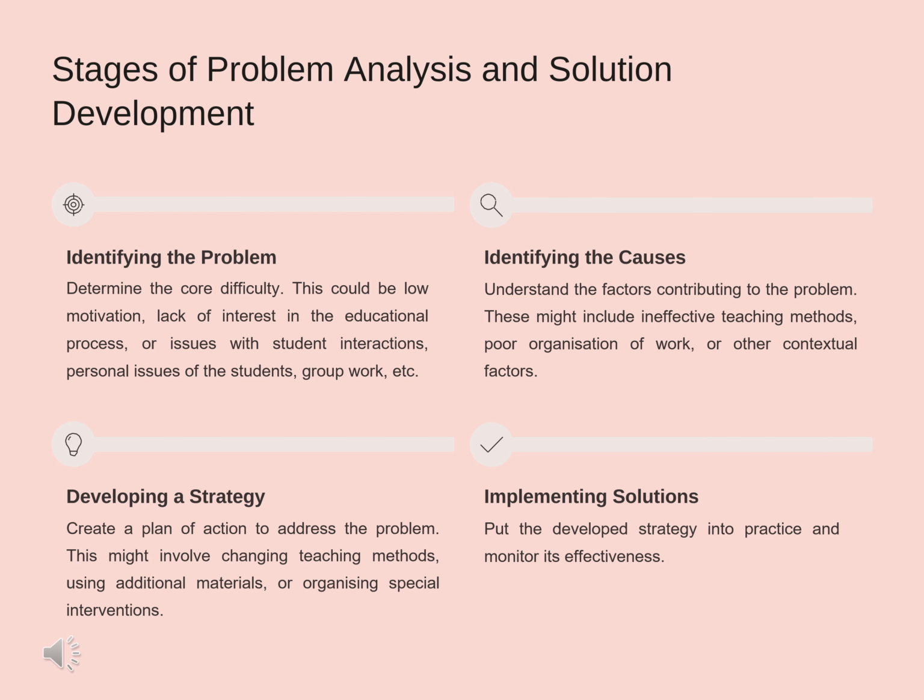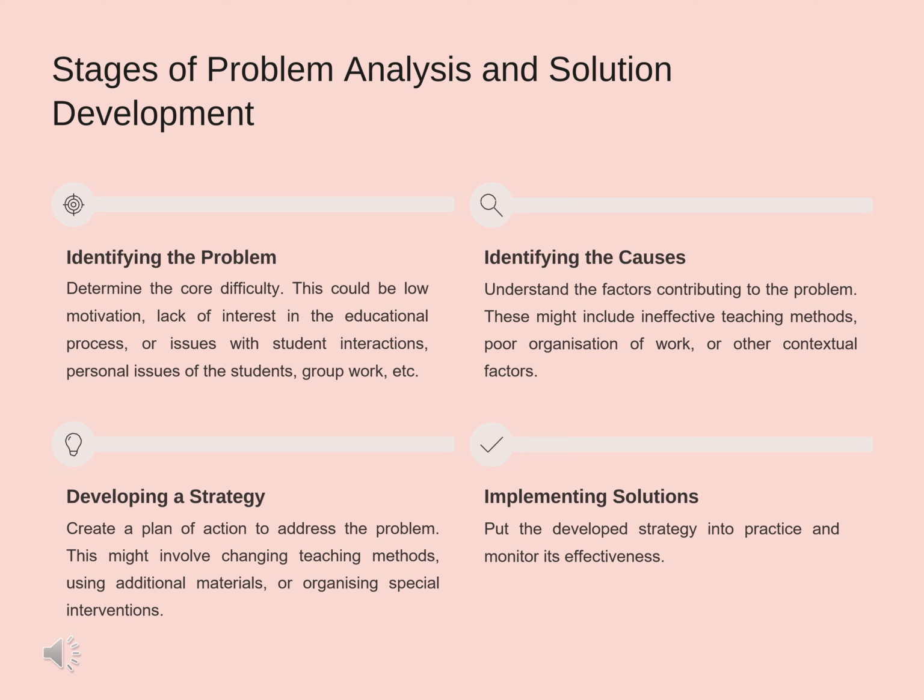This slide outlines the sequence through which a pedagogical difficulty is examined and addressed. The process begins with identifying the problem, that is, determining what creates the obstacle in the educational process, whether it is low motivation, weak engagement, difficulties in interaction, or personal factors affecting learners. The next step is identifying the causes, with attention given to the conditions that may have produced the difficulty, such as inappropriate instructional methods, insufficient organization, or classroom context.